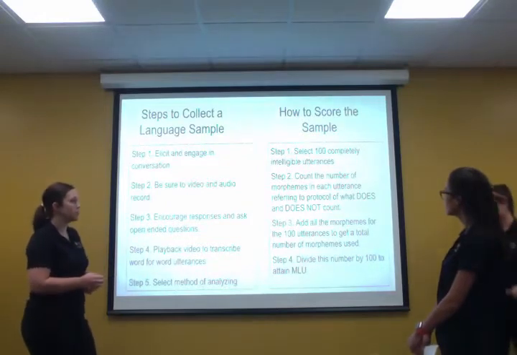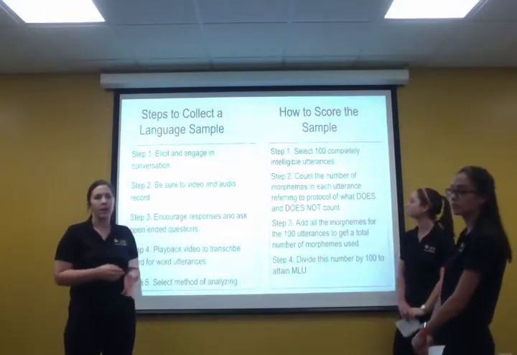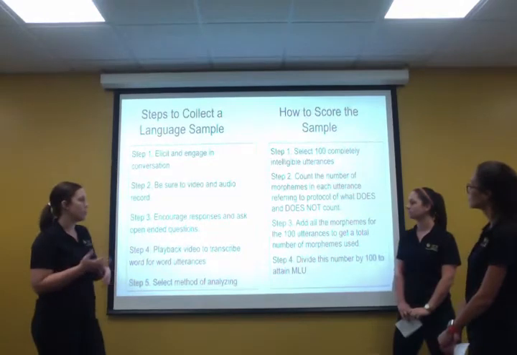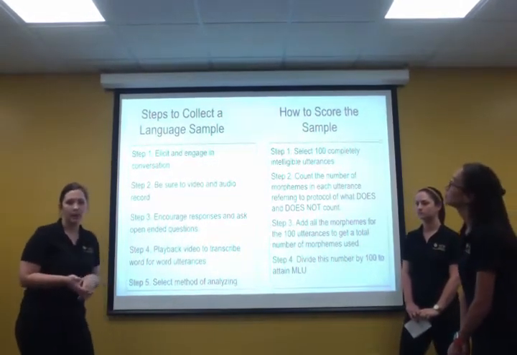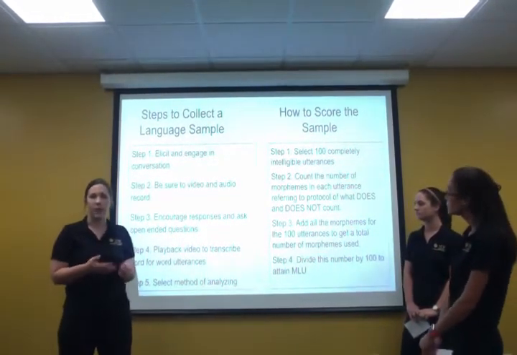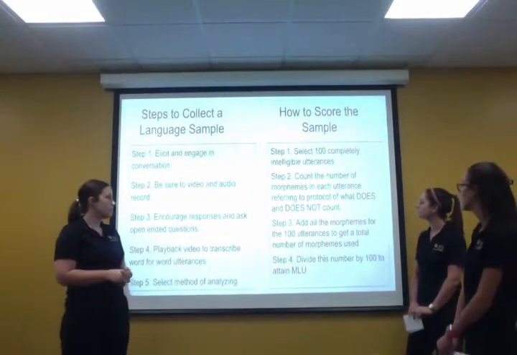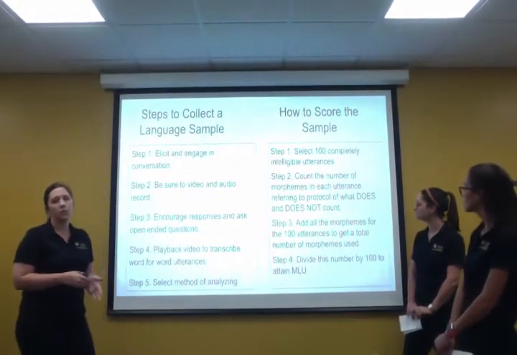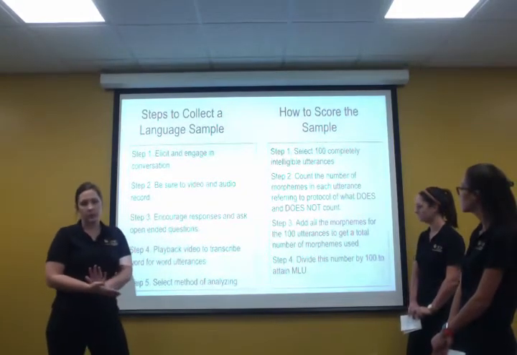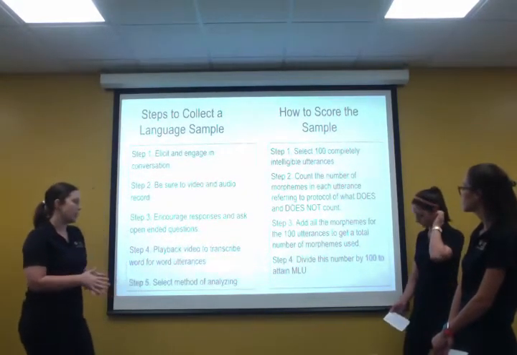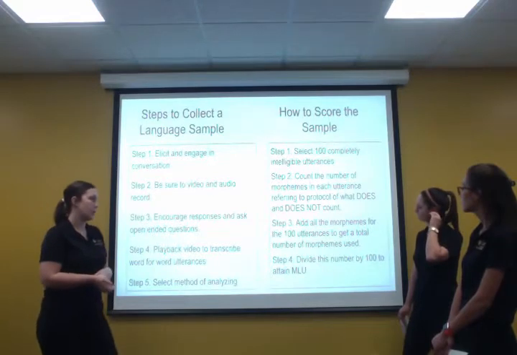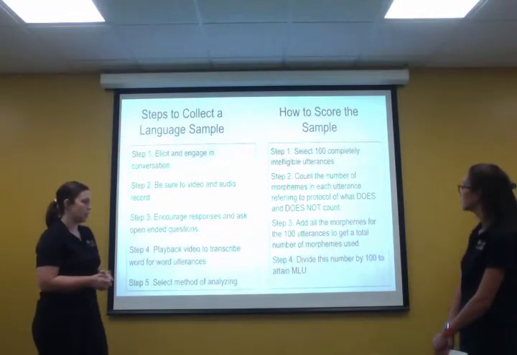Step two, count the number of morphemes in each utterance, referencing the protocol of what does and does not count, specifically referring to Brown's morphemes and stuff like that. Step three, add all of the morphemes for the 100 utterances to get a total number of morphemes used. And then a little math for step four, divide this number by 100 to attain the MLU.